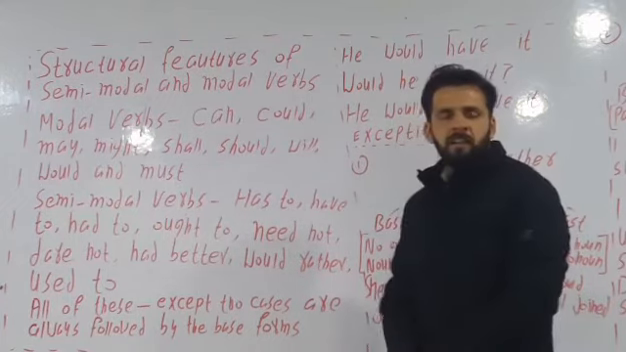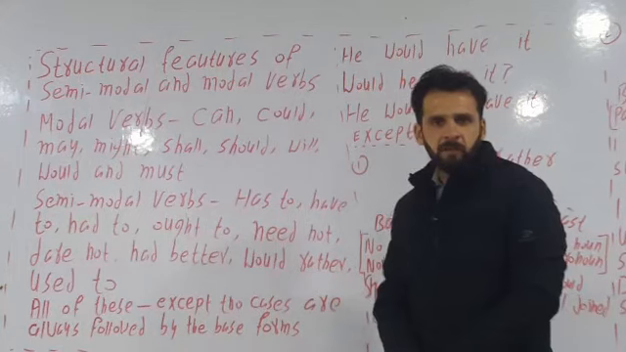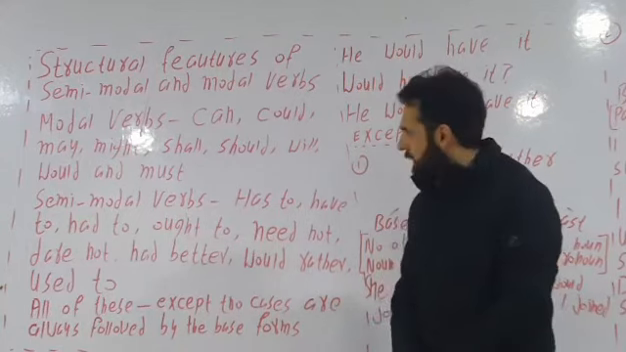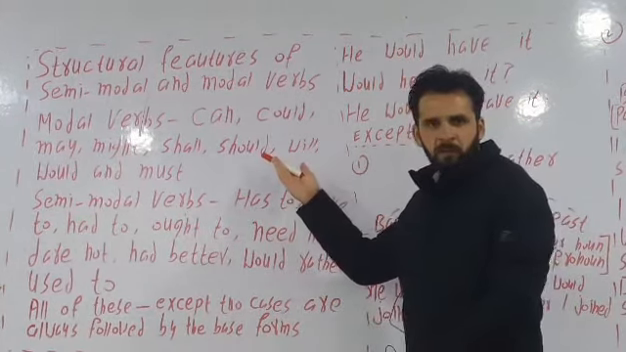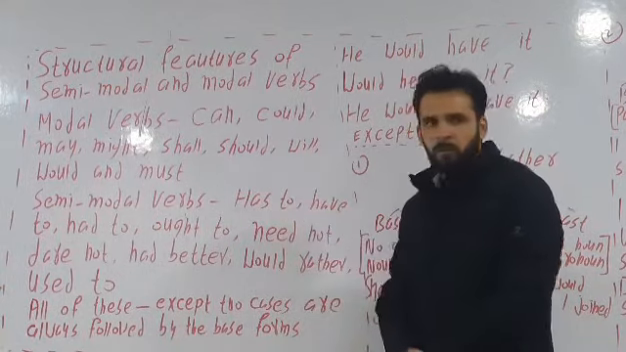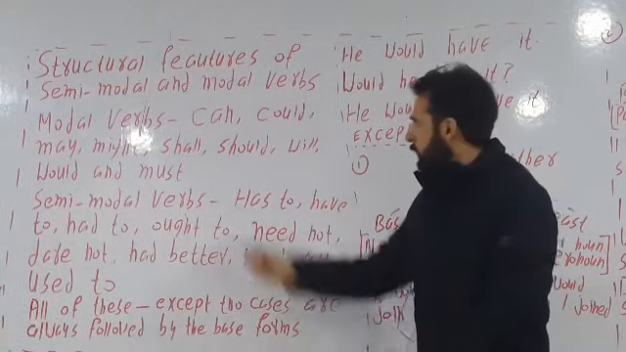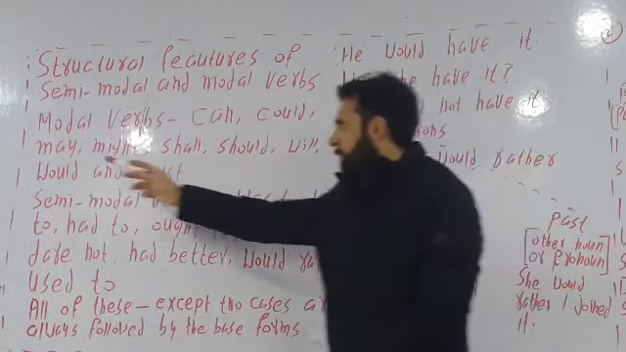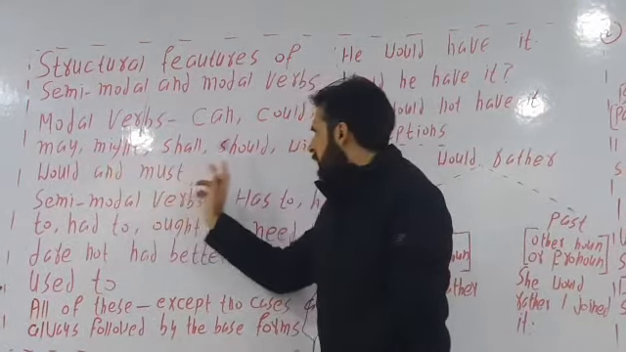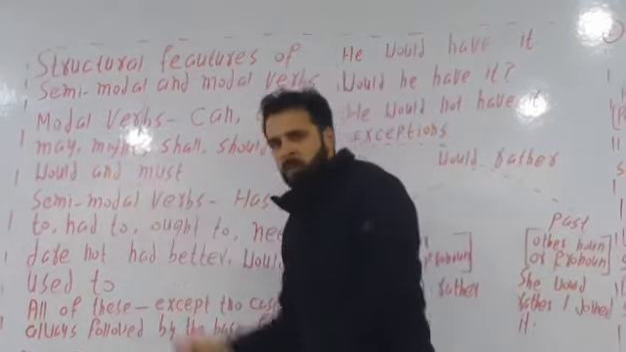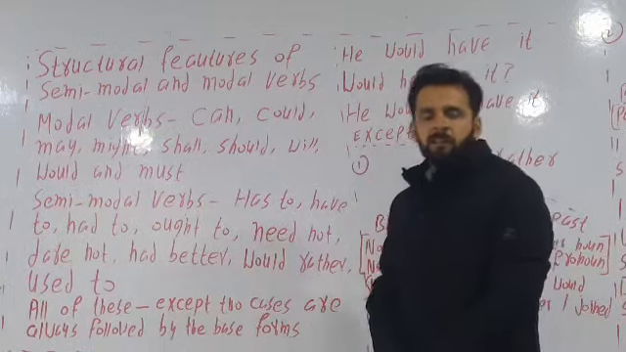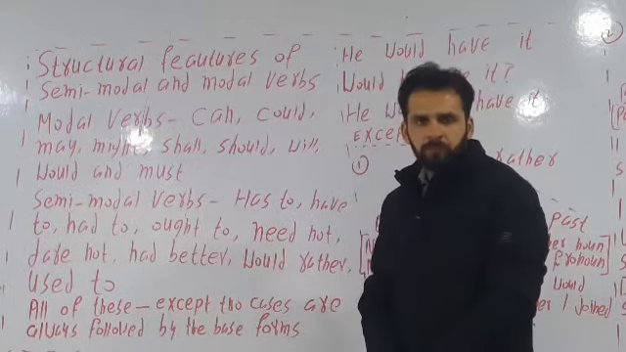The structural difference between modal and semi-modal verbs is that modal verbs comprise only one word. All the modal verbs consist of only one word: can, could, may, might, shall, should, will, would and must. All of these consist of only one word.